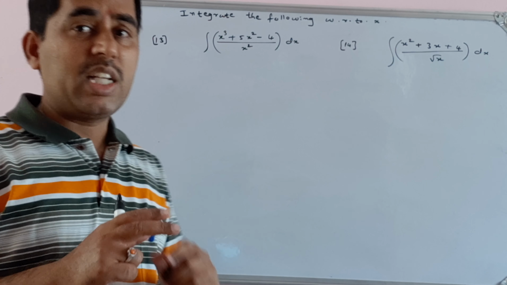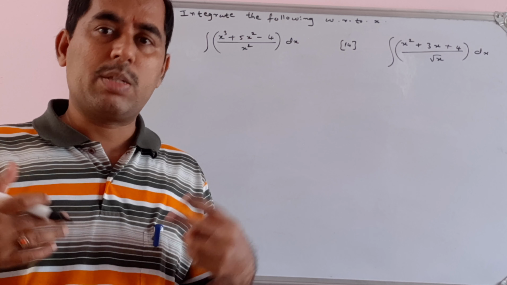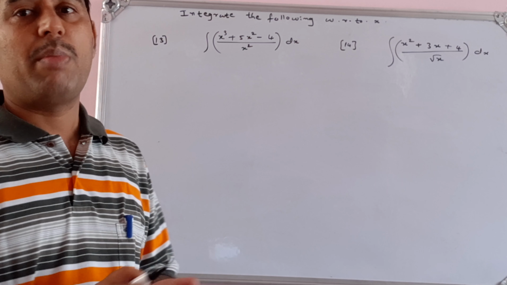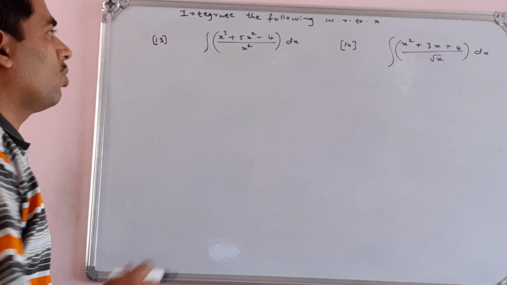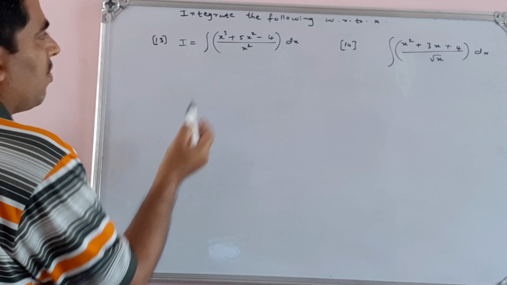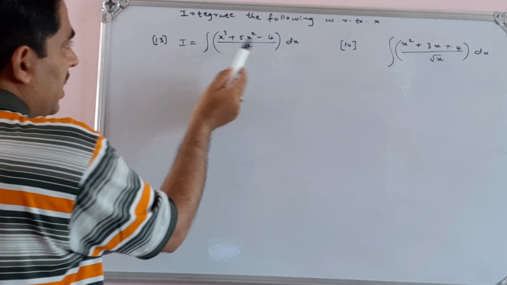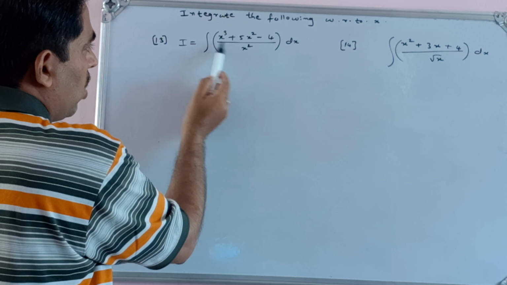Here the method is not fixed. We use the a plus b whole square formula or the a minus b whole square formula, or we use some of the basic results of integration. So let us continue to do these problems. Let us equate this to I. I will consider the first problem. The function is x cube plus 5x square minus 4, whole divided by x square.